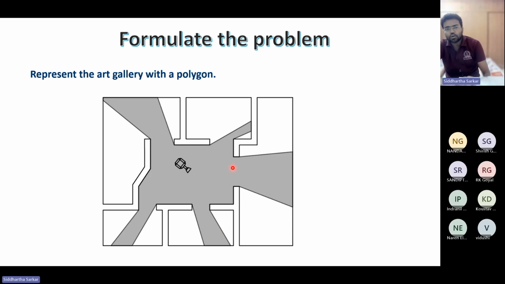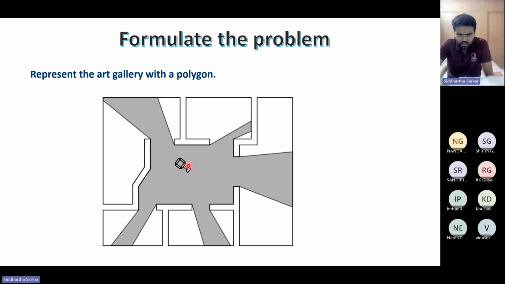But this is not a convex polygon. A convex polygon is a polygon where every internal angle is less than pi, less than 180 degrees. But here you can see there are internal angles which are more than 180 degrees. Now this is the representation of our art gallery in the language of computational geometry. We have a polygon to guard, which is simple, which is not self-intersecting and does not contain holes.